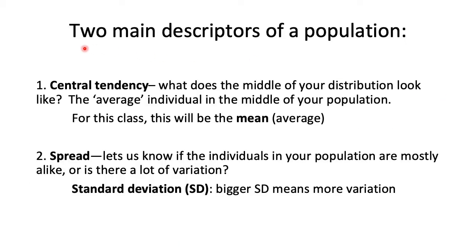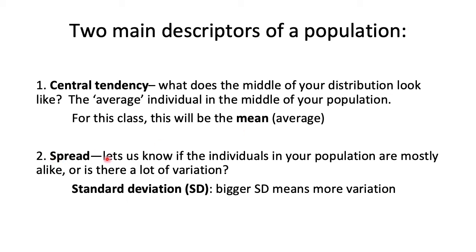There are two main descriptions of a population: the central tendency and the spread. The central tendency lets you know what the middle of your distribution looks like. What is the average or the individual in the middle of your population? For this class, this will be the mean. The mean is also the average.